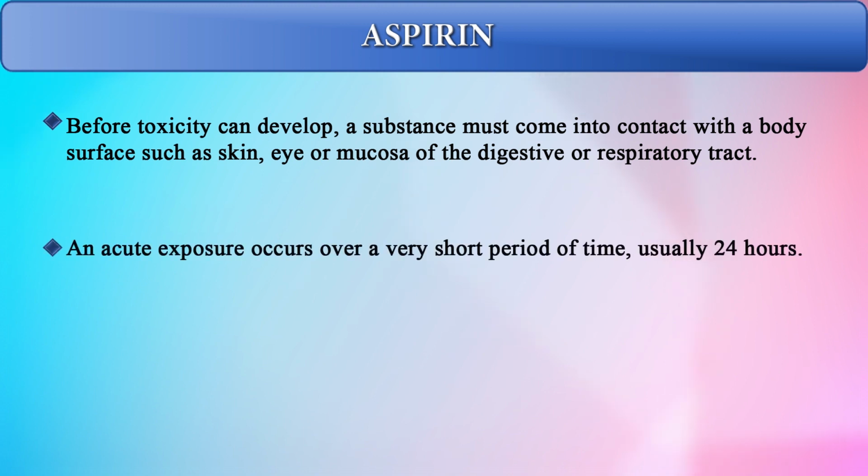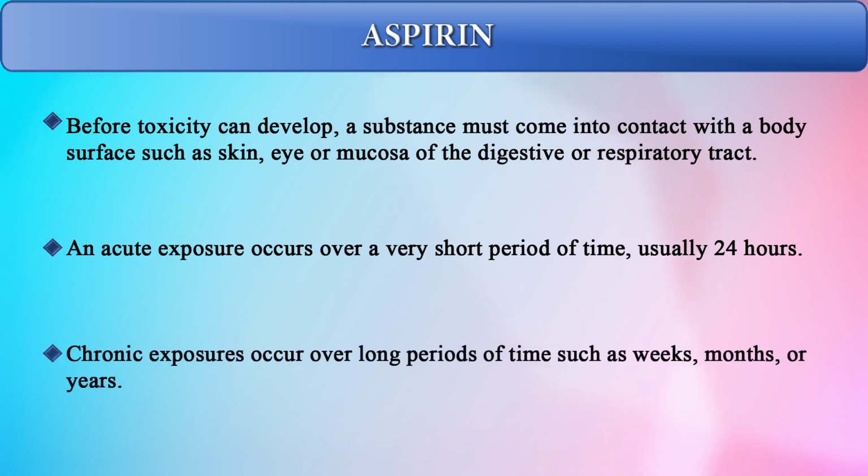Now, an acute exposure occurs over a very short period of time, usually 24 hours or so. Chronic exposure means it is occurring over a long period of time. It could be weeks, months or years. I would like to give an example in industrial settings, which are occupational hazards. For example, a person who is exposed to a certain chemical or a hazard in an industry has a chronic exposure to that toxicant for long periods of time, over weeks or even over years.